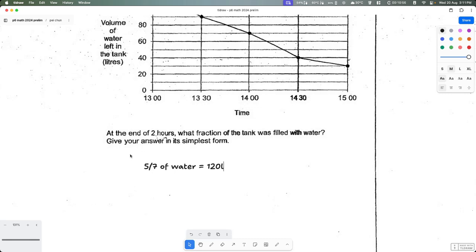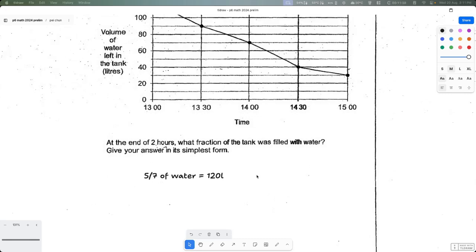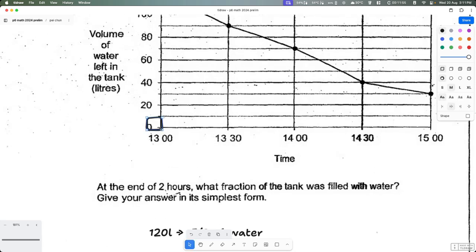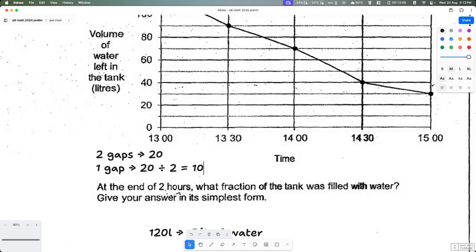Okay, so we know that 5/7 water is basically filled with water, which is 120 liters. All is the same as 120 liters is basically equal to 5/7 of water in this case over here. So at the end of 2 hours, how many is this? So number of gaps here, right? We have one and two gaps. So that means two gaps is equal to 20, and then one gap is equal to 20 divided by 2. This will give us 10.